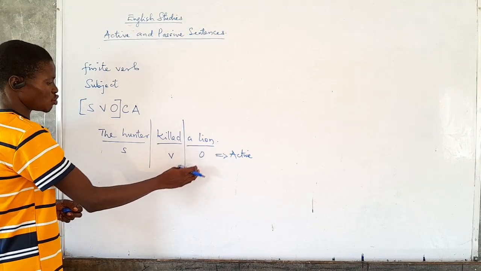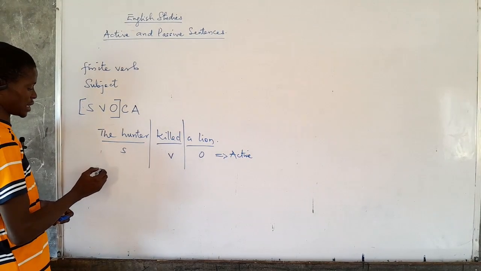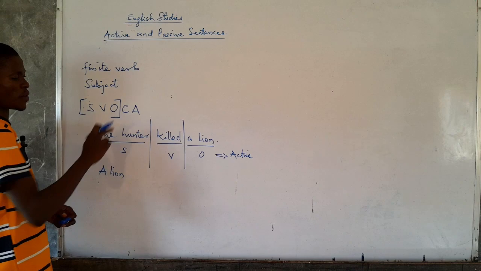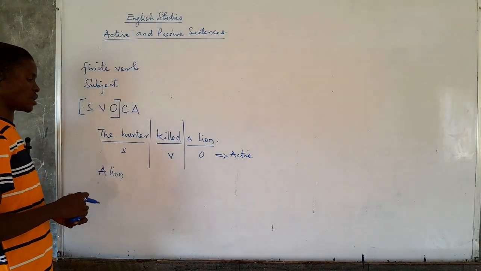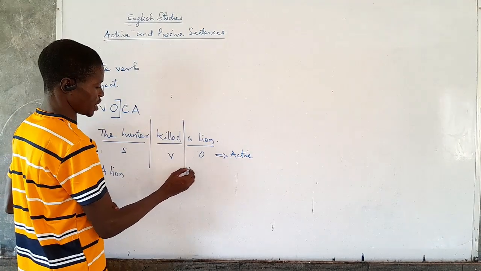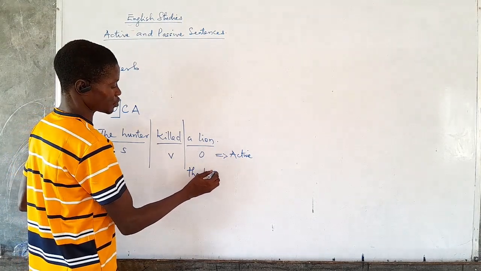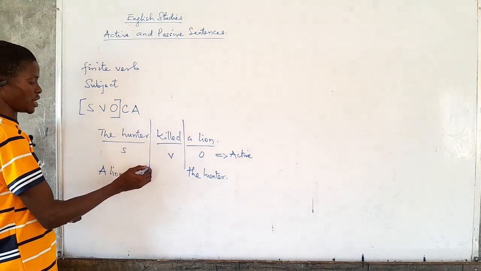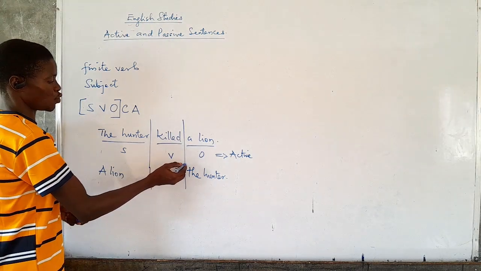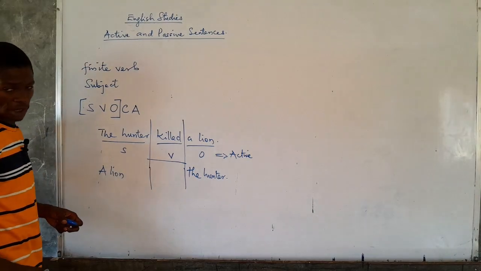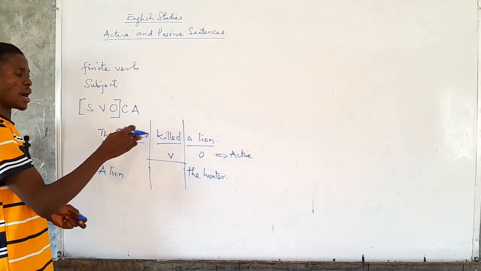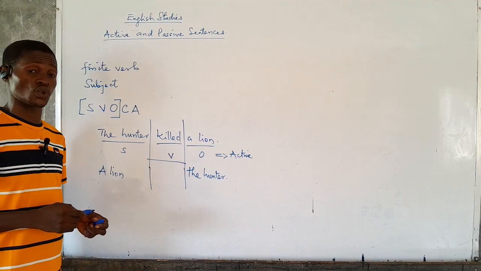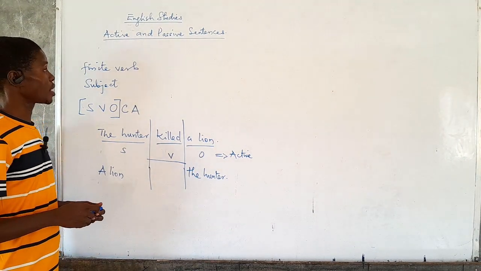When we have our O come to the position of S to be a lion, and our S will have to go to the position of the O as the hunter. So we are down to determining the verb. Which kind of verb are we going to use? That will make it different from active verb. That exactly is what we are going to examine today.